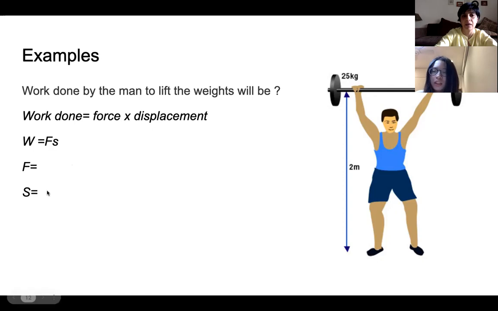50. Displacement 2 meters. 2 meters. And how much is the force? 500 Newton. Why 500 Newton? 50 kg. Yeah. And you're multiplying with 10. Is that what you're doing?